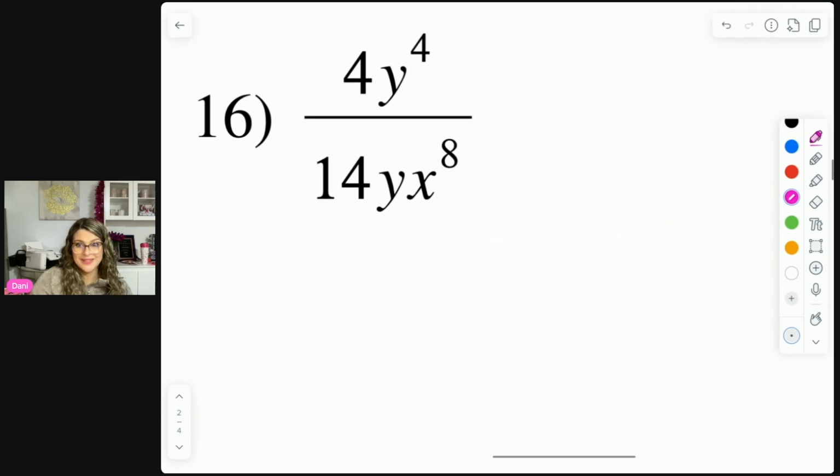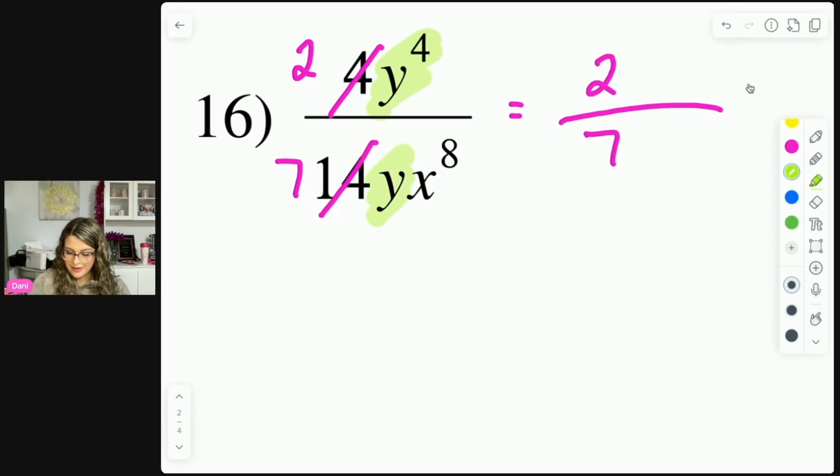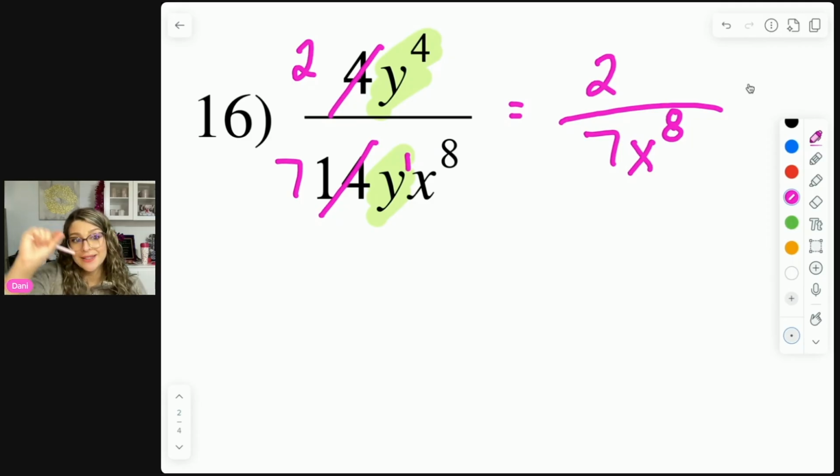Let's try out number 16. These are both divisible by 2. So we have 2/7. And then again, I really love highlighting when I have a lot of stuff going on. X to the 8th, there are no other x's on top. So x to the 8th is going to stay where it is. That y on the bottom technically has a 1 on the exponent, so we're going to keep it there. So y to the 4th over y to the 1st. 4 minus 1 is 3. There's more y's on top. So y cubed is on top. So 2y cubed over 7x to the 8th.